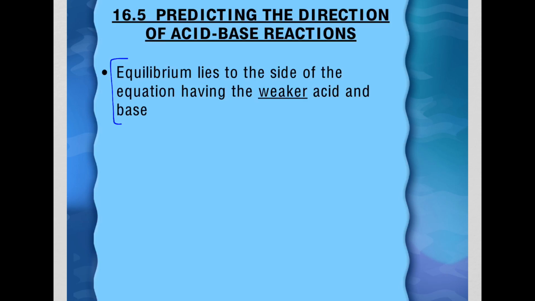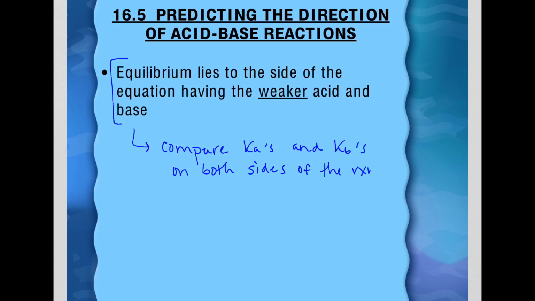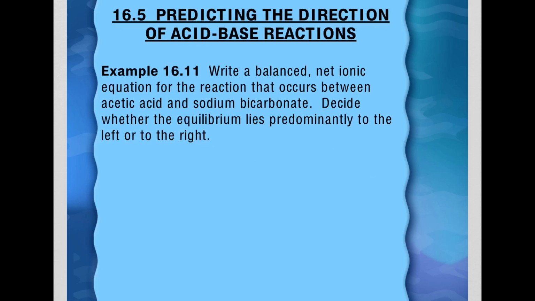So what we'll notice is that essentially what we need to do is compare the Kas and the Kbs on both sides of the reaction. And that's going to help us figure out which direction the reaction will go. So equilibrium is always going to go towards the weaker side. Okay? So let's look at one example.